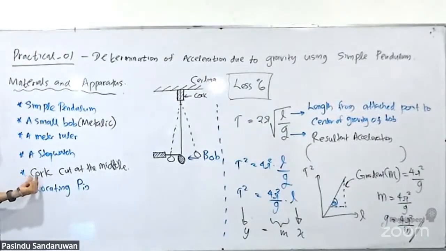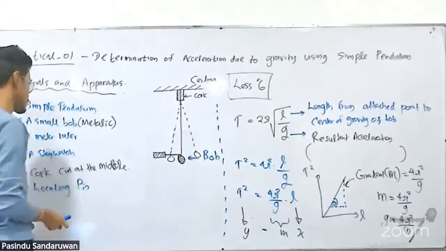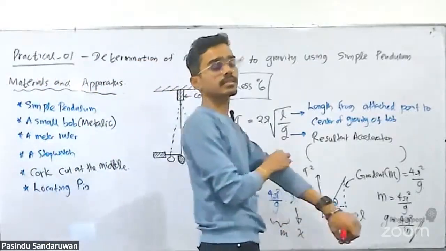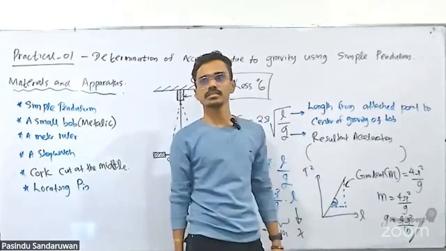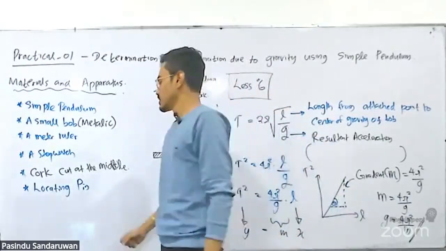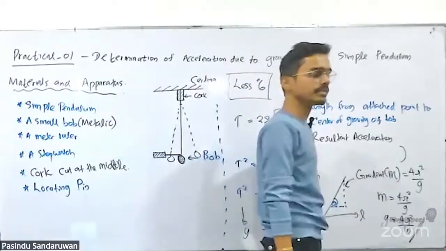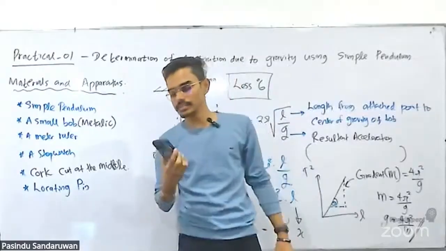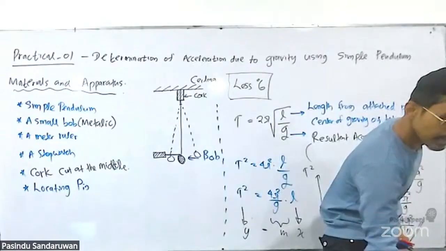Next one, you better write this with a red pen: a cork cut vertically at the middle. A small cut just to penetrate this string, just to put the string in, that's it. A cork cut vertically at the middle.